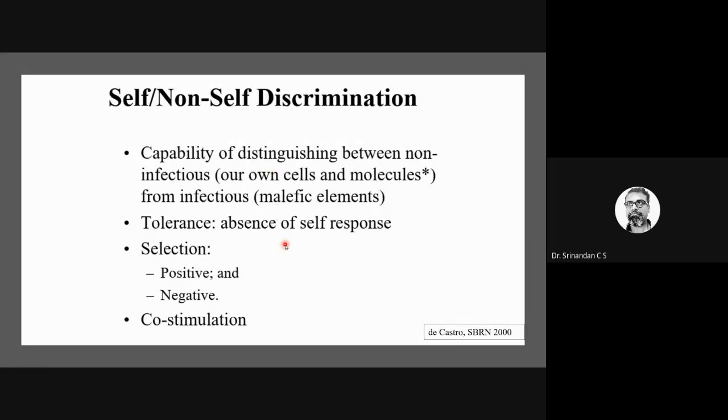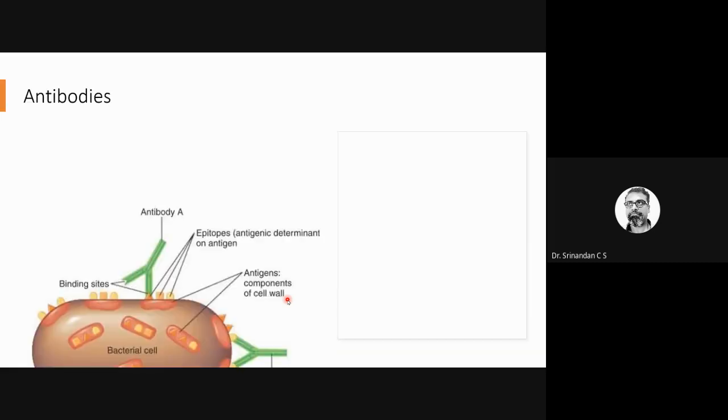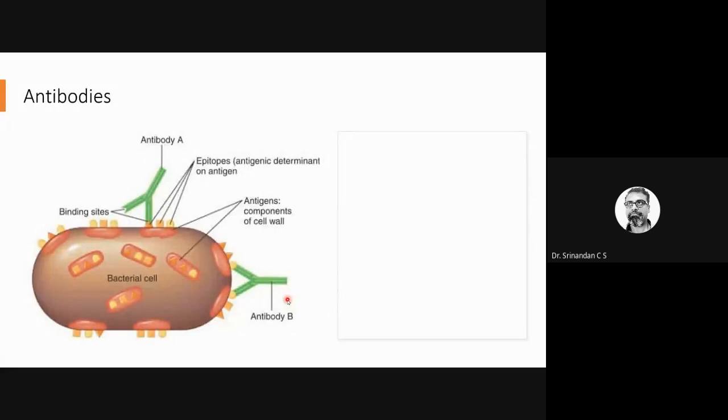For negative selection, what will happen is, if the developing cell does not distinguish between self and non-self, it will undergo apoptosis, or cell death. So that is called negative selection, and thus they distinguish between self and non-self. Okay, and the antibodies are importantly produced by the B cells, and the antibody, as you were told, is Y-shaped.